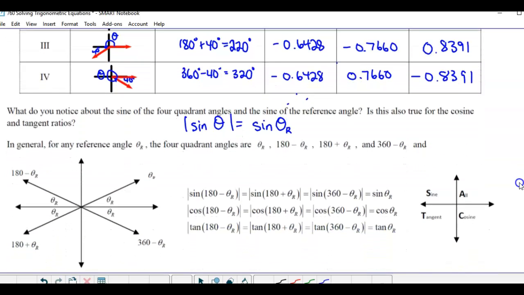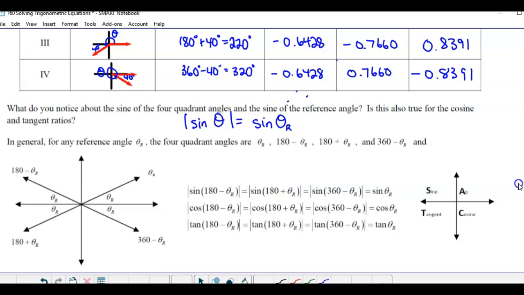So in general, for any reference angle, theta r, the four quadrant angles are the original in the first quadrant. Then this one here is 180 minus theta r. This one here is 180 plus theta r. And this one here is 360 minus theta r.